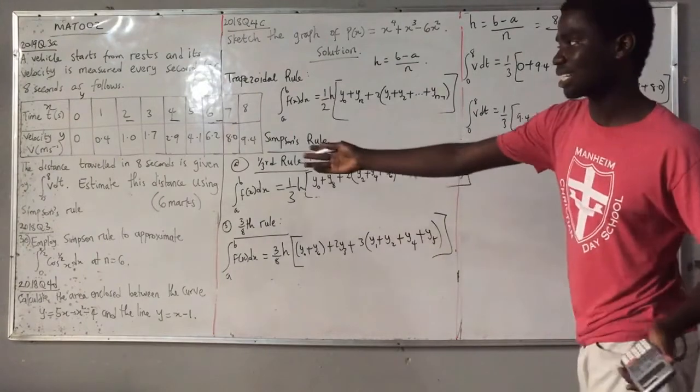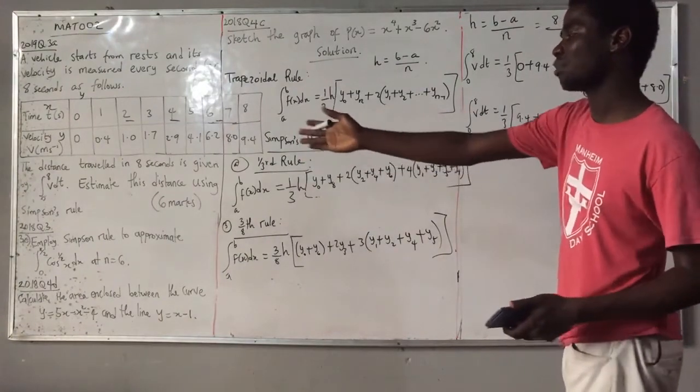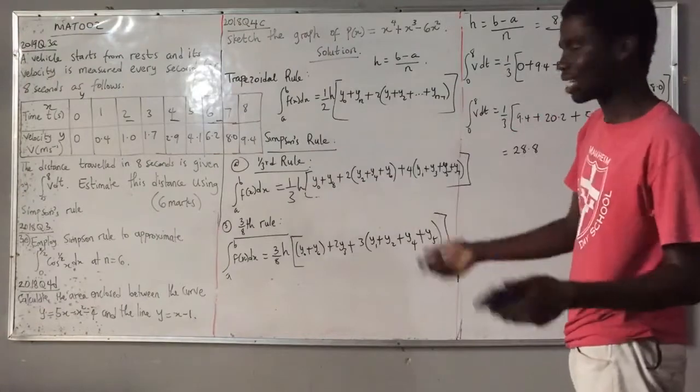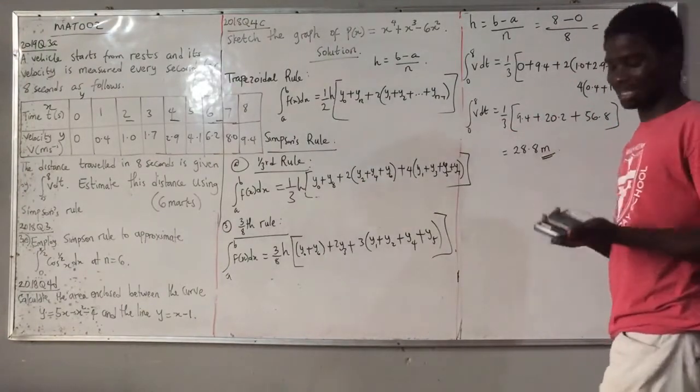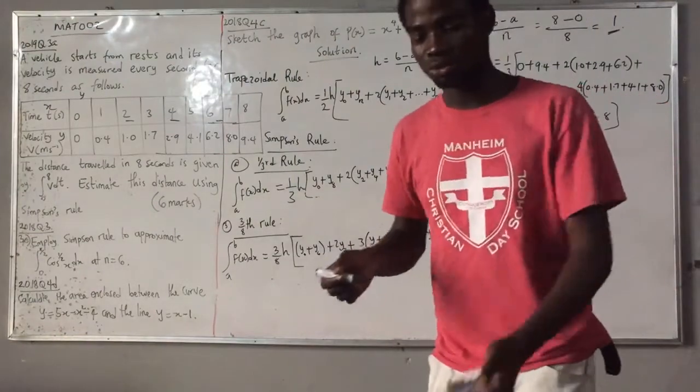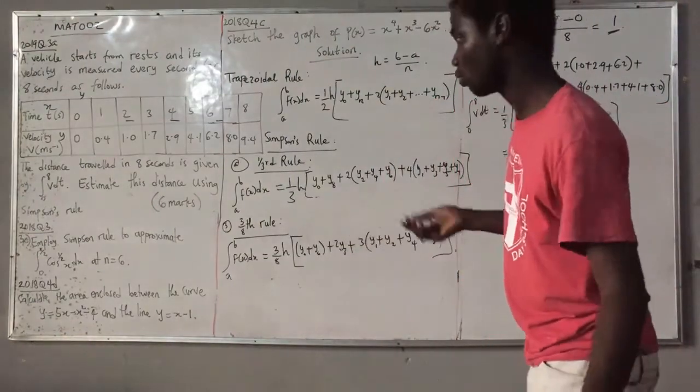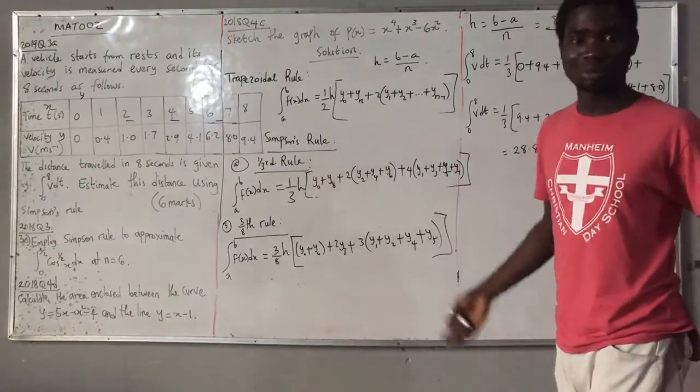So the distance traveled in 8 seconds is given by this. So what is the estimate of the distance by Simpson's rule? So the distance is 28.8 meters by Simpson's 1/3 rule. But when they say use Simpson's rule, they just mean use Simpson's 1/3 rule.